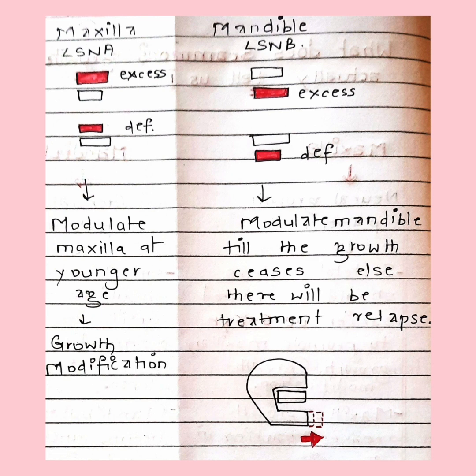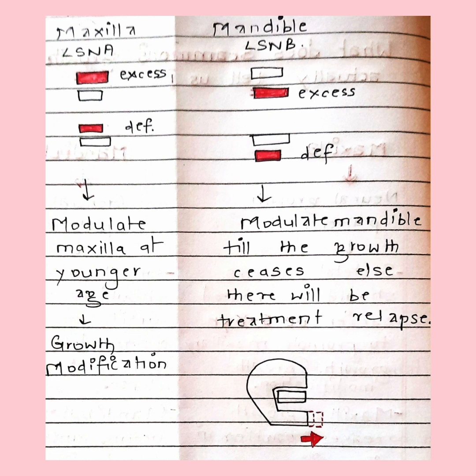In the other case, on the right side scenario, if the angle SNB is more, that is the mandible is in excess, or the SNB is less, that is the mandible is deficient, growth modulation of the mandible should be extended until its growth stops or ceases, that is at 18 to 20 years of age.